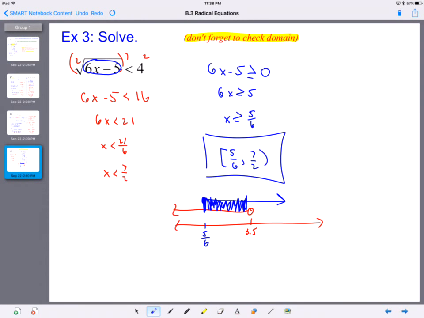And so you must check your domain, and not just check it, you've got to be able to solve for your domain. And this is an AND statement, because both things must be true. Alright, and so that is it.